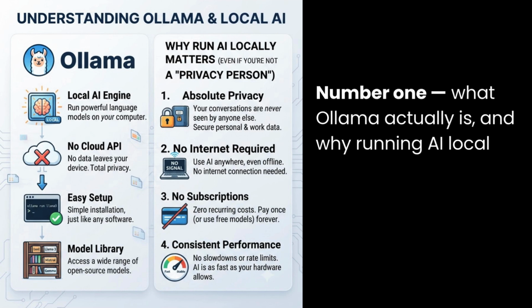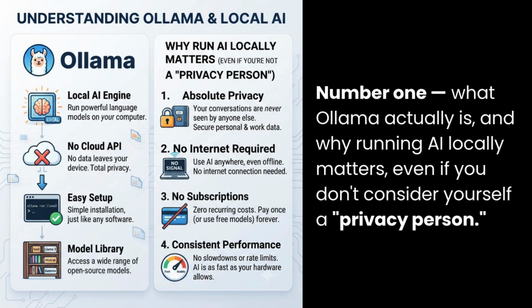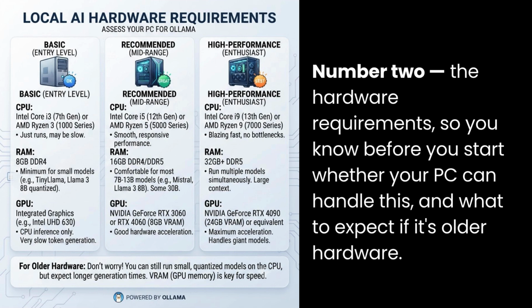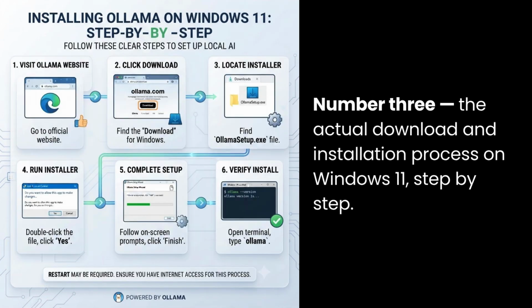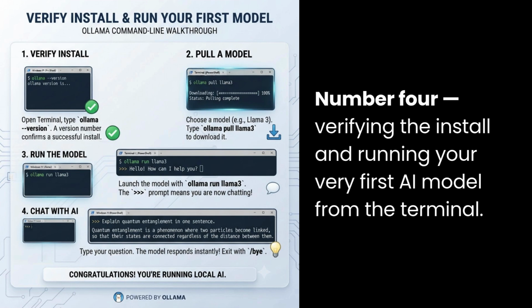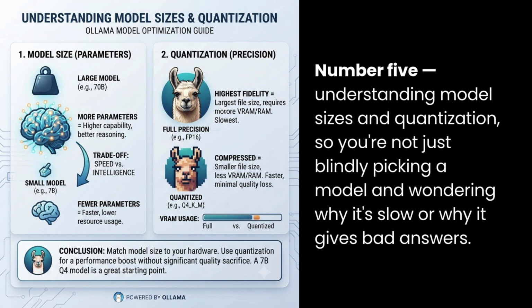Here's exactly what we're covering today, in order. Number 1. What Ollama actually is and why running AI locally matters, even if you don't consider yourself a privacy person. Number 2. The hardware requirements, so you know before you start whether your PC can handle this, and what to expect if it's older hardware. Number 3. The actual download and installation process on Windows 11, step by step. Number 4. Verifying the install and running your very first AI model from the terminal. Number 5. Understanding model sizes and quantization, so you're not just blindly picking a model and wondering why it's slow or why it gives bad answers.